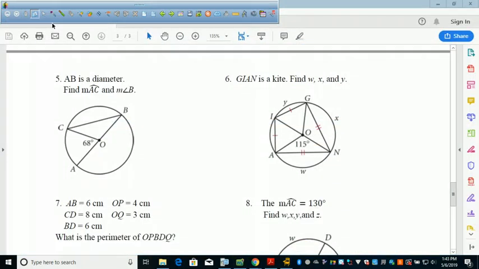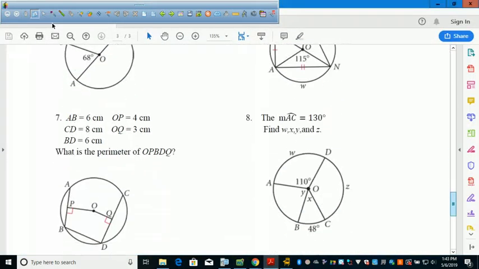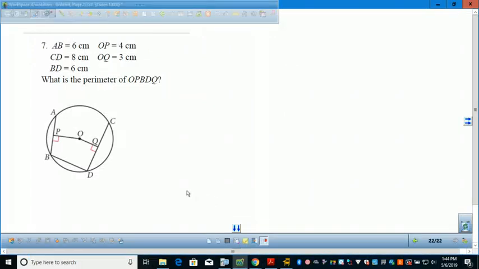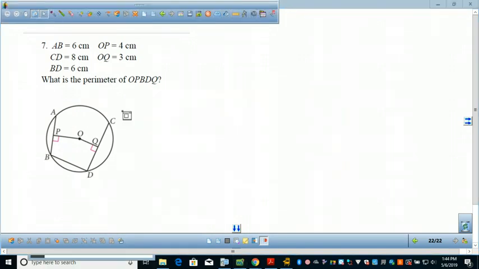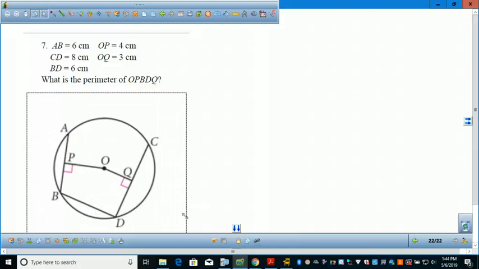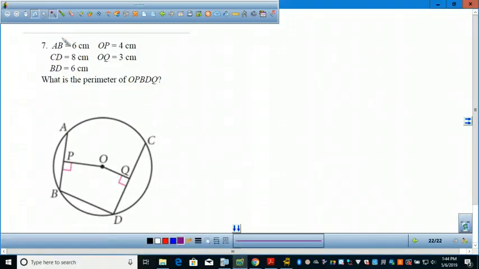Okay, moving on. With your table, figure this one out. Mark up your diagram, figure out the perimeter. Label everything they give you.